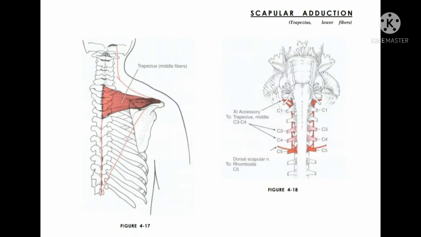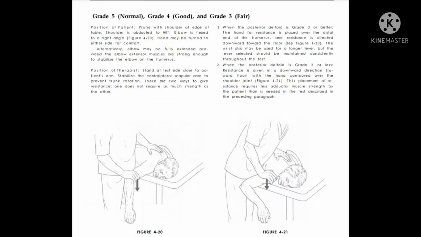Scapular adduction, muscle responsible is the middle fiber of the trapezius. Patient position, prone with the shoulder at the edge of the table. Shoulder is abducted to 90 degree. Elbow is flexed to 90 degree. Head can be turned on either side. Therapist position, standing at the side of the patient whose limb is to be tested. Stabilize contralateral scapular area to prevent the trunk rotation.